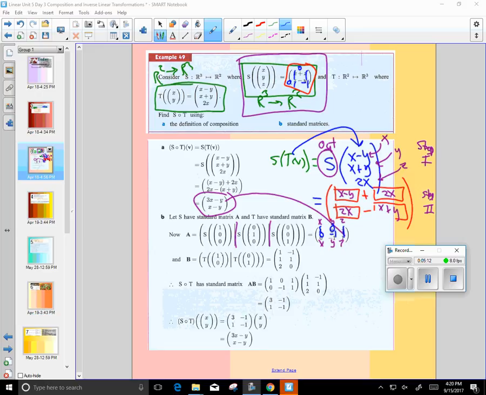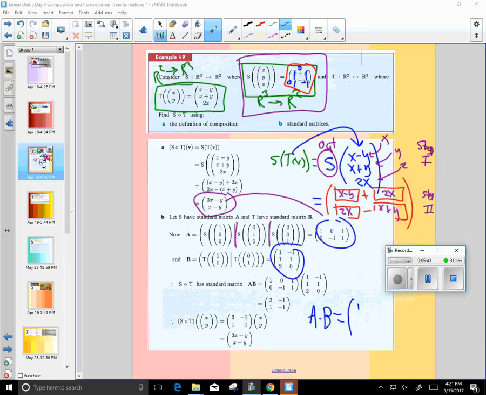Do the same thing with T. You have 1x, negative 1y, 1x, 1y, 2 x's, no y's, right? And so there's your standard matrices for A and B produced here and here. But guess what happens when you multiply A times B? The standard matrices A times B.